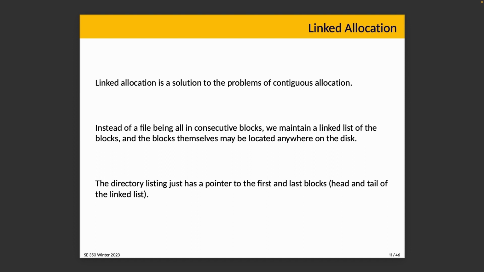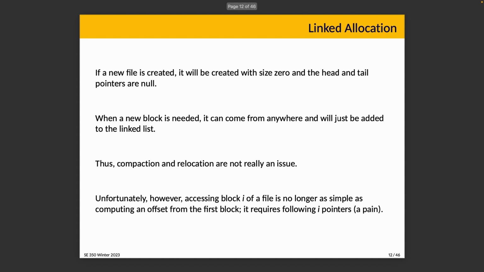For this, we just need to maintain some pointers, a pointer to the first and the last block of the linked list, which corresponds to the beginning and the end of the file. And so maintaining that is also pretty straightforward. We don't really have a lot of overhead that's necessary to make that happen. So when a new file is created, it's created with size 0, the head and tail pointers are null, and when a new block is needed, you add it to the linked list, and it just comes from anywhere there's a free block. So you don't have to do compaction, you don't have to do relocation.